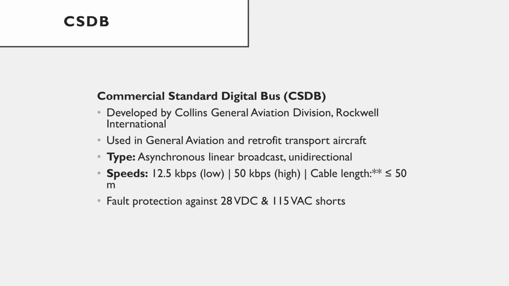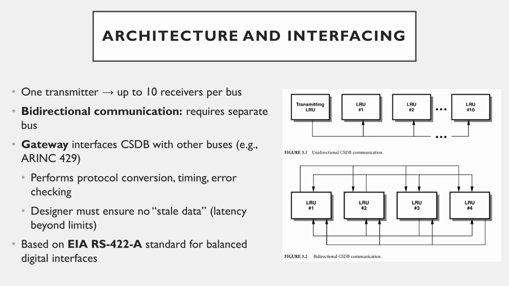Now let us go through CSDB. The Commercial Standard Digital Bus, or CSDB, is an asynchronous, unidirectional broadcast bus developed by the Collins General Aviation Division. It operates at 12.5 and 50 kilobits per second over cable lengths up to 50 meters, with built-in fault protection.